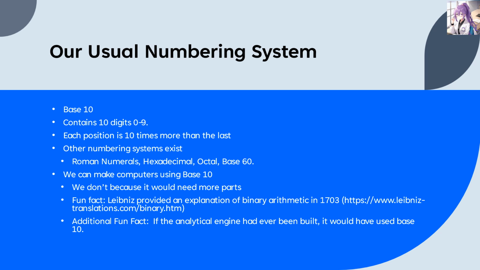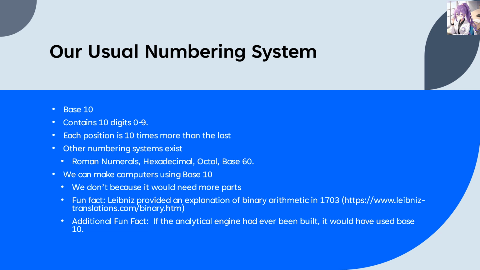We're going to talk about something even more exciting, base numbering systems, and I can feel your excitement from here. As you probably all know, we use base 10, which contains the digits 0 through 9. In base 10, each position is 10 times more than the previous position. Other numbering systems also exist. We have Roman numerals, which is non-positional, hexadecimal, which is base 16, octal, which is base 8, and the Babylonians used a base 60 system.